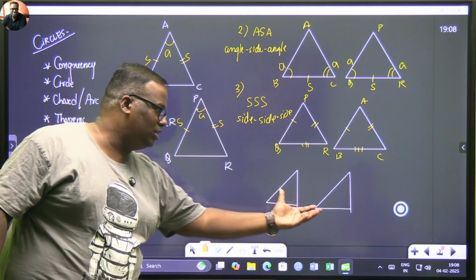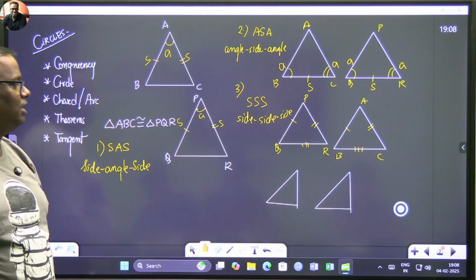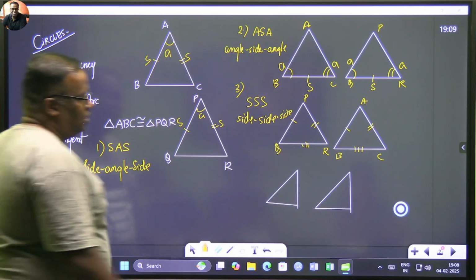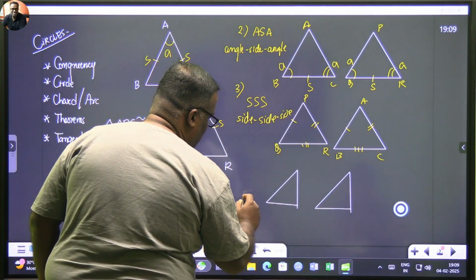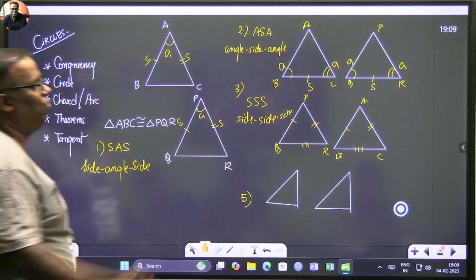Okay, since I have drawn this, I am explaining this first. But otherwise, there are 2 more which we will take in the next screen. This should be actually number 5. I'm not writing it as 4. Take it as 5. Number 5. 4 we will take on the next screen.